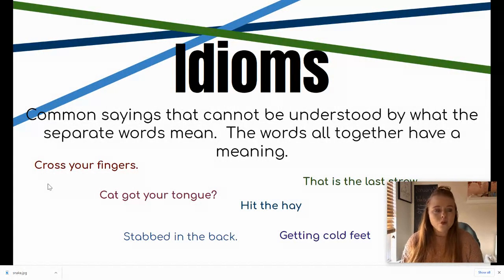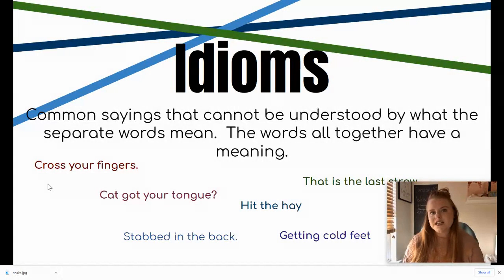Like stabbed in the back. We know that it means someone lied to you or didn't keep a secret they were supposed to. But think about if you didn't know that, you'd be like, what do you mean he stabbed her in the back? That doesn't make sense. Is she okay? So idioms can be confusing. Sometimes you really need to stop and think about the context in which they are said.